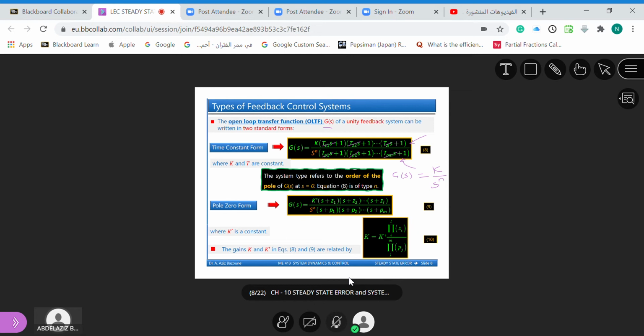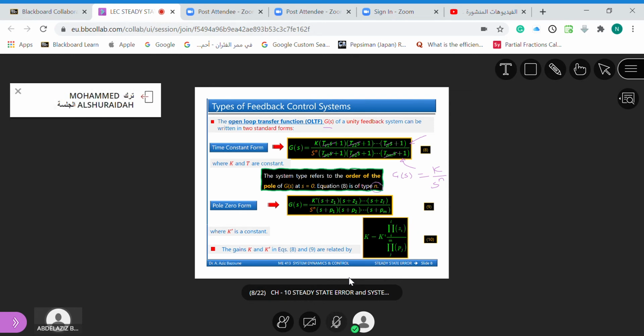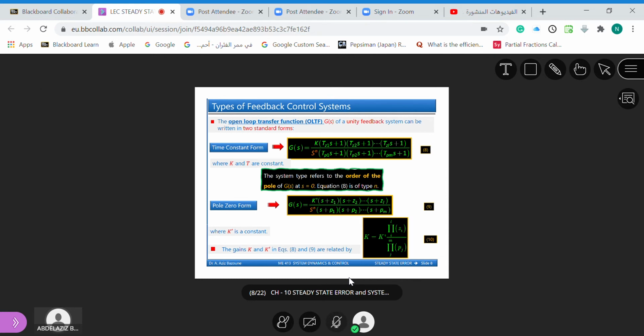So here, the system type refers to the order of the pole of G of S at S equal to 0. When S is equal to 0, we say the order here. For example, for this example here, the order is N, because we have S to the power N. Similarly, same thing here, we can write it in the form of zero or pole. When S goes to 0, these will all be 0. And then we will have this form. It will again depend on S to the power N.